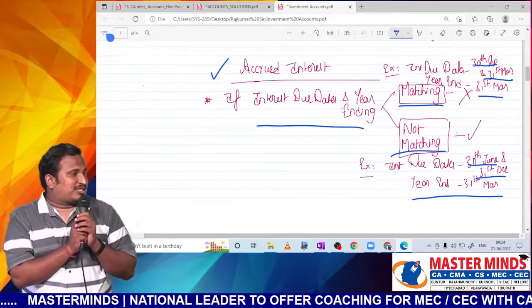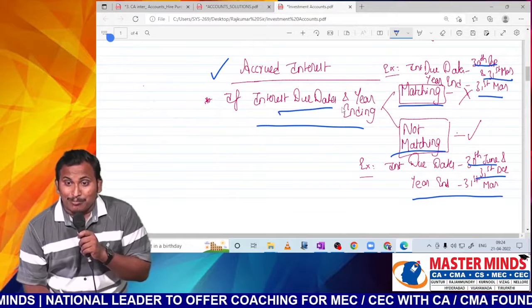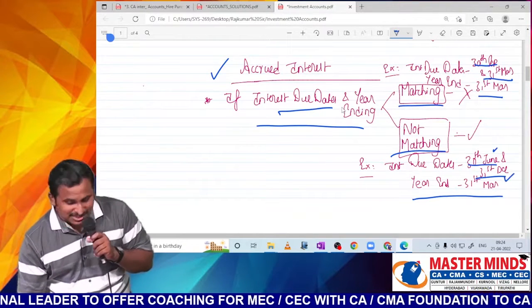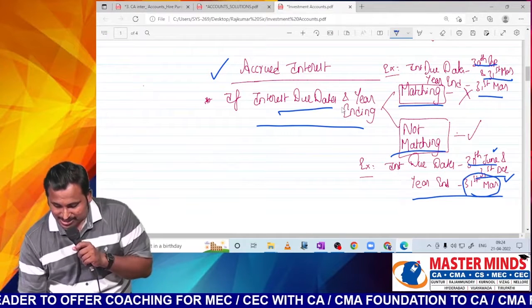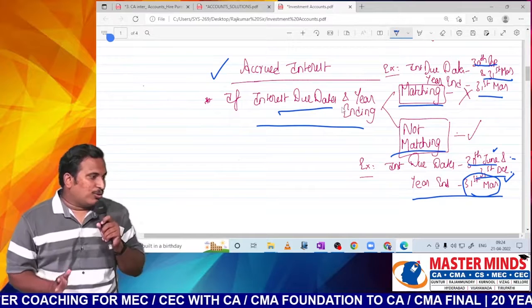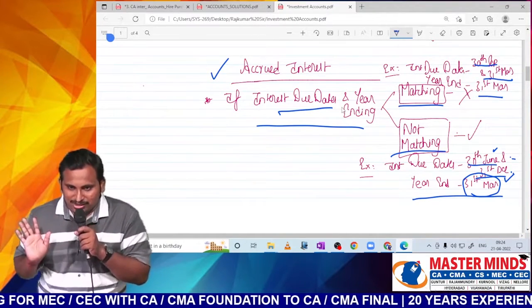When accrued interest will be there, sir? If interest due dates and year ending are not matching. Here you could observe interest due dates are 30th June and 31st December, whereas year ending is 31st March. Is it matching? Interest due dates, are they matching with year end? No. In such a case, definitely for some period accrued interest will be there.